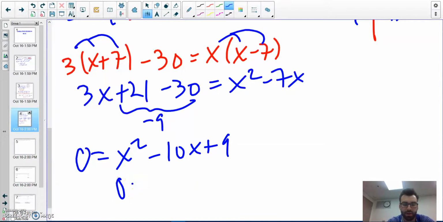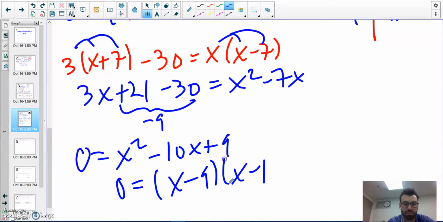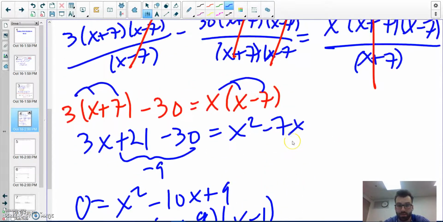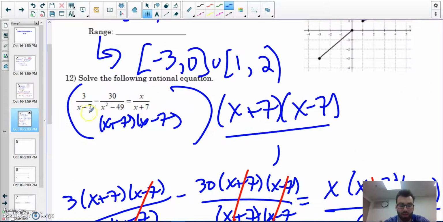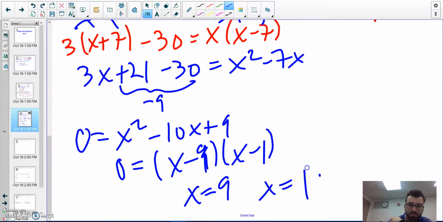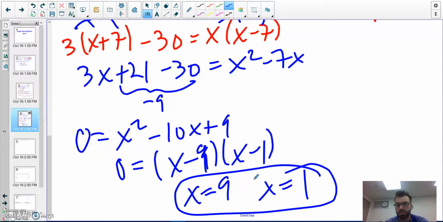Factors of 9: 3 and 3, 9 and 1. x minus 9, x minus 1. Set each factor equal to 0, zero product property. x equals 9, x equals 1. Check for extraneous solutions. Well, if I input 1 and 9 back in here, I will not get 0 on the bottom. Therefore, both answers work. 1 and 9.